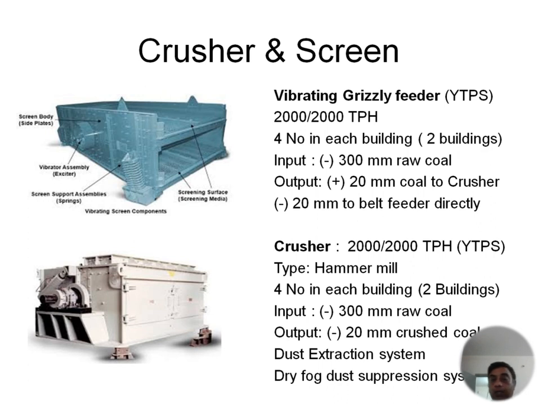Now there is a crusher also below the screen which is used for crushing the coal. In the crusher, a huge amount of dust is generated during the crushing and during the feeding of the coal from the screen to the crusher. So here also a dust extraction system is installed, where dust is extracted from the crusher building. There is a dry fog dust suppression system also in the building for suppressing the dust while feeding the coal from the screen to the crusher.